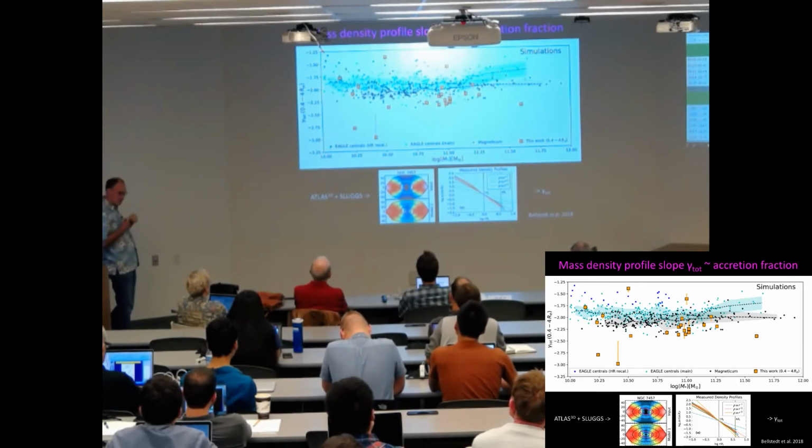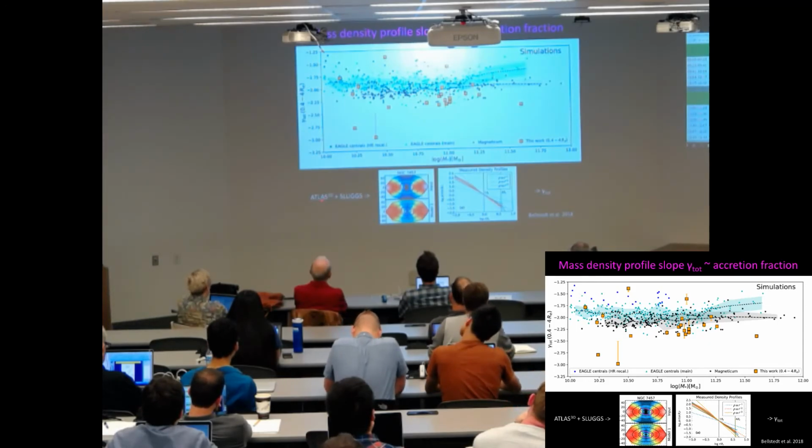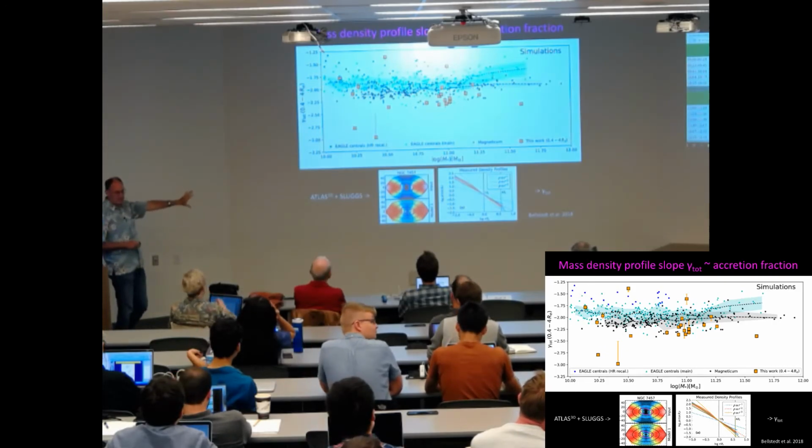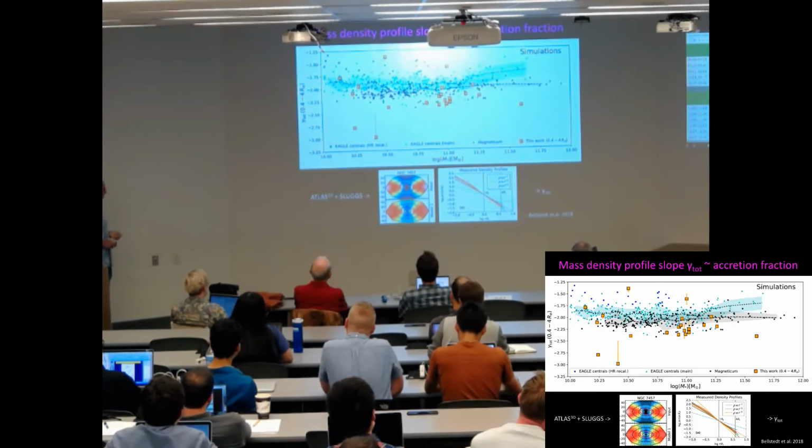Just to take a step back now and tell you about how we got that mass density profile, we start with the data from ATLAS3D and SLUGGS. We make these kinematic maps. We do a model of the galaxy using JAM modeling, then measure the slope of the total mass density profile as a function of radius.